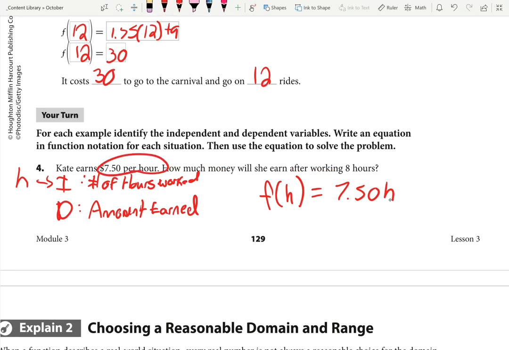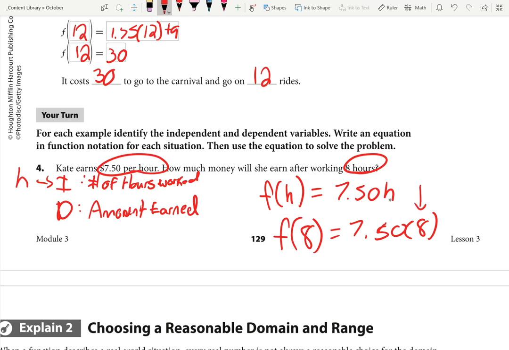So now let's go to part 2. Part 2 is how much money will she earn after working 8 hours? So now we're going to use this function. We're going to evaluate for 8 hours. So since my function is f of h, and I'm looking to find out when h is 8, right? 8 hours of work, I'm going to find the function f of 8. F of 8 tells me that I'm plugging in 8 into my function. So I'm plugging in the 8 for my h. And I evaluate. This comes out to equal $60. So f of 8 is $60, meaning that the function at 8 hours is $60.